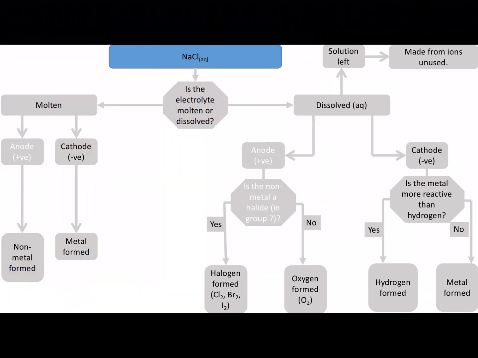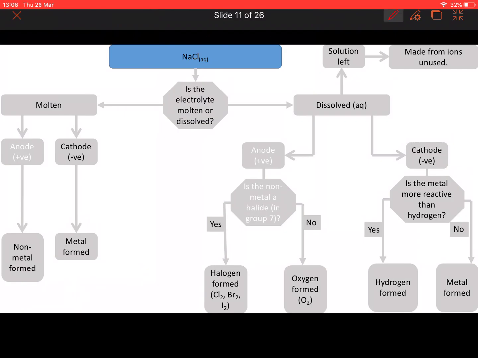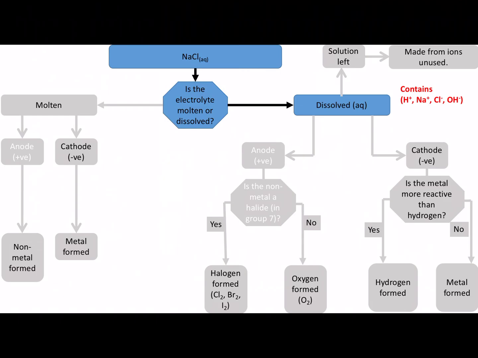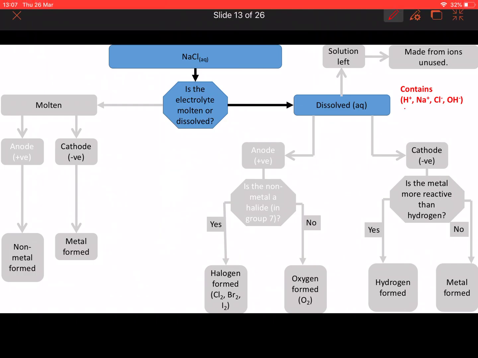If we this time have a look at sodium chloride, which you'll note has a little aq there, that is important, that means it's aqueous. That means that our sodium chloride solution is a little bit more complicated. Instead of just sodium ions and chloride ions, we've also got hydrogen ions and hydroxide ions. In here as well would be lots of water molecules, but I've not drawn those just because I'm interested in the ions specifically. So, our electrolyte is dissolved. That means that we've got hydrogen ions, sodium ions, chloride ions, and hydroxide ions.